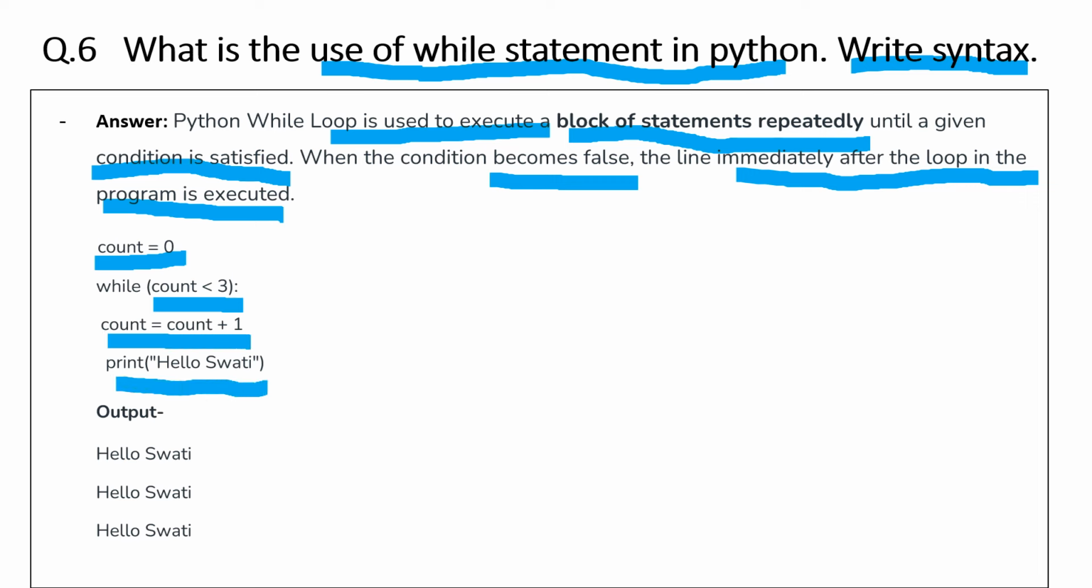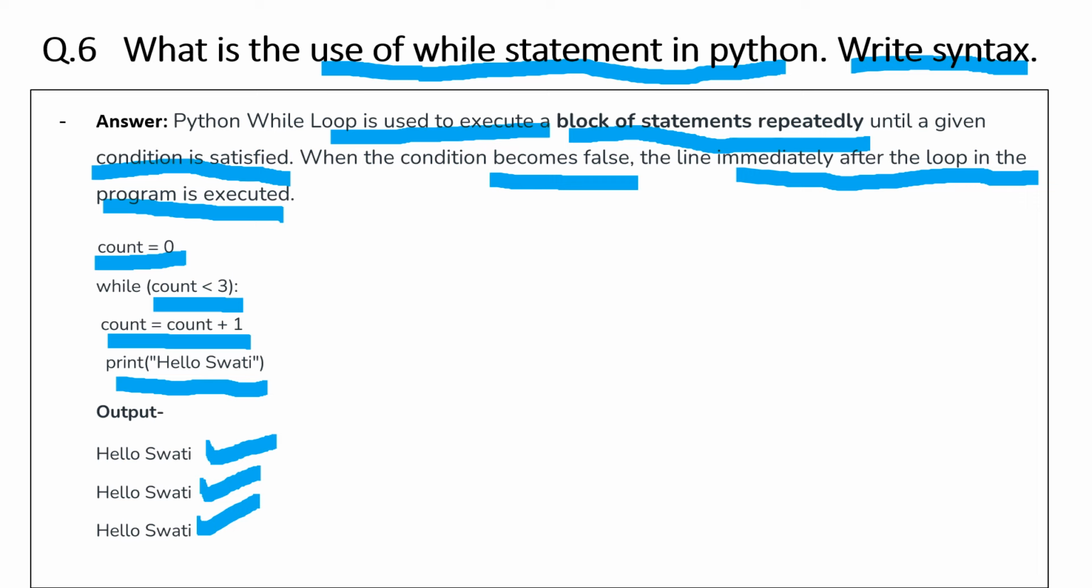So remember this, while loop is used to execute a block of statements repeatedly until the given condition is satisfied. So here the count is less than 3 and therefore it is printed only 3 times.